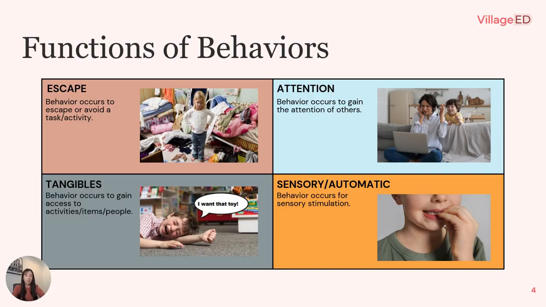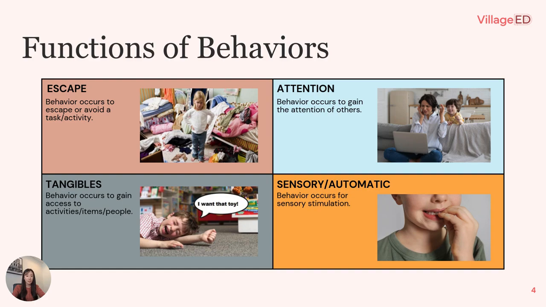So here are the four functions of behaviors. First, we have escape. This is when a behavior occurs to escape or avoid a task or activity. This could be a task, an aversive or non-preferred situation, or even some sort of sensory input that feels overwhelming.